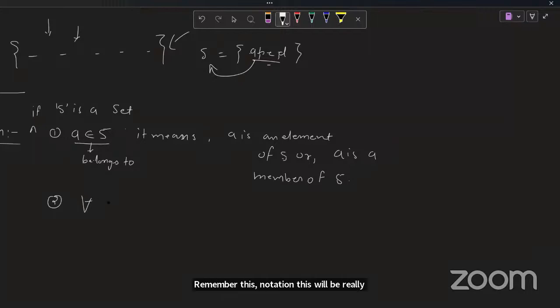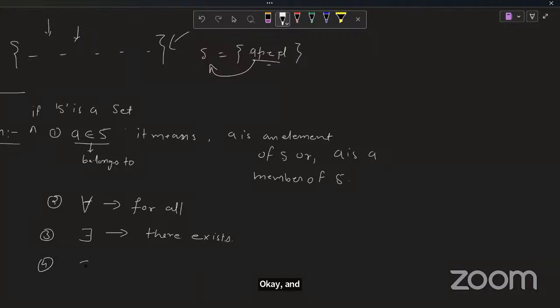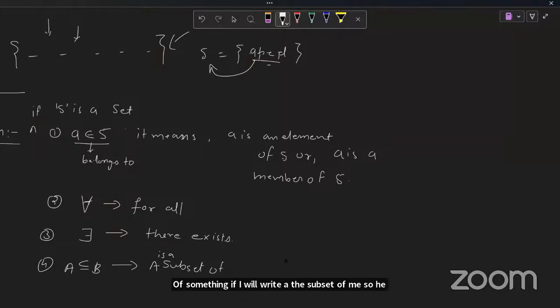Another one is known as for all. This is the for all notation, an upside-down A. An upside-down E represents there exists. And one more notation that we will use further is the subset. I will explain what a subset is. If I write A is a subset of B, we say A is a subset of B. These are the notations that we will use in further classes or further weeks. So please note it down.